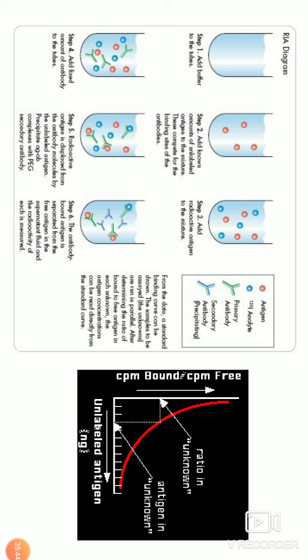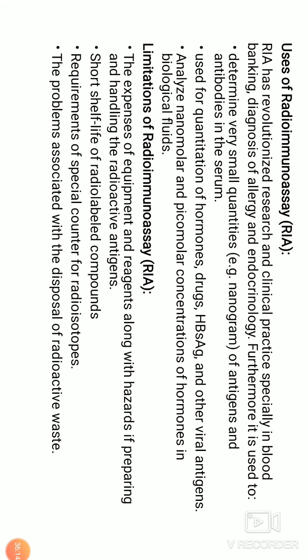The samples to be assayed are run in parallel. After determining the ratio of bound to free antigen in each unknown, the antigen concentration can be read directly from the standard curve. Okay, so this is how you can plot it and know what percentage of your sample mixture contains how much of the unknown. So, uses of radioimmunoassay.